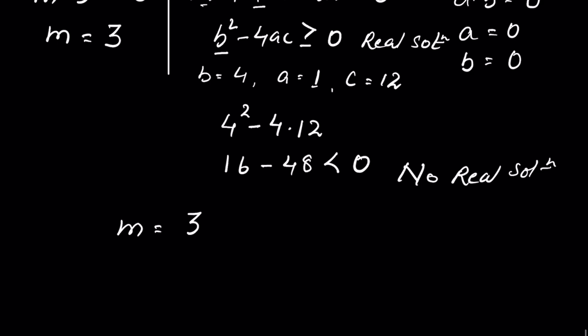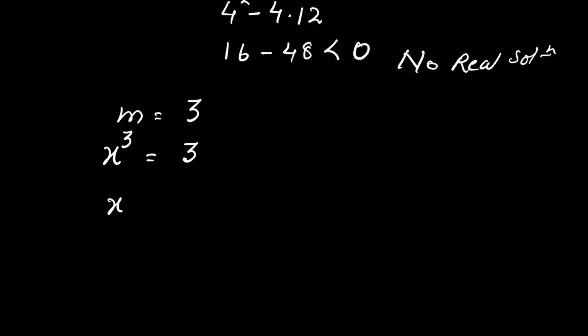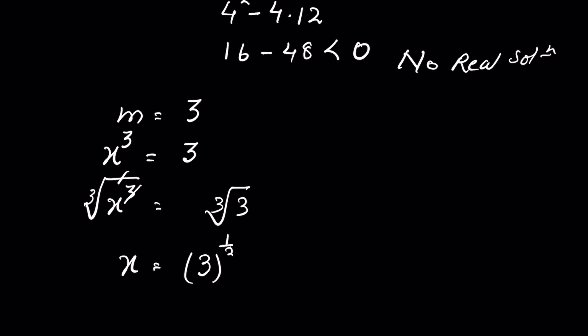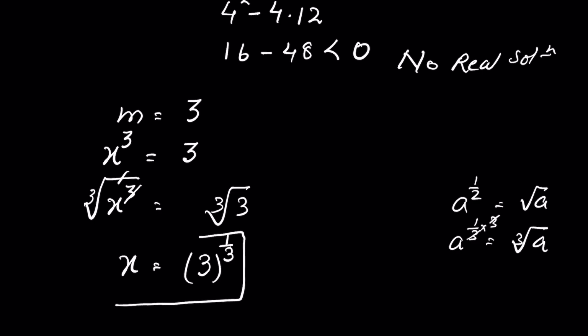M we considered as x cube. So x cube is equal to 3, or x, we take the cube root of both sides. So this cube gets cancelled with this cube root. So x is equal to 3 under cube root, or we can write it as 3 raised to the power of 1 upon 3. Because a raised to the power 1 upon 2 is the square root of a, raised to the power 1 upon 3 is the cube root of a, and so on. So when it is cubed, it gets cancelled. So x is 3 raised to the power of 1 upon 3.